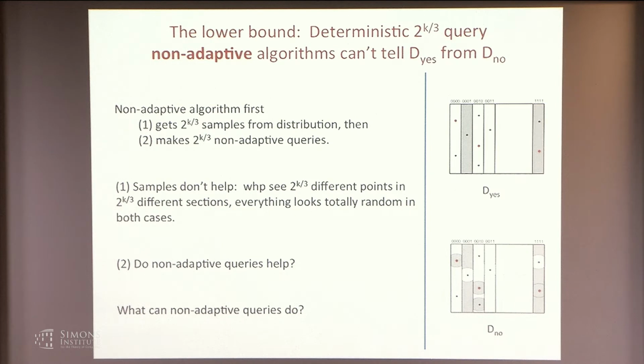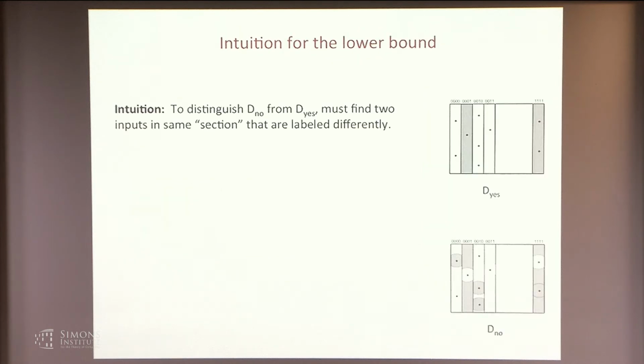Okay, so what can non-adaptive queries do? Well, they can't do much. I'm not going to prove that, but let me just try to give some intuition in this one slide. Intuitively, if you want to tell that you're in the no case as opposed to the yes case, you need to be able to come up with 2 points, could be anywhere in the section, that are labeled differently. If you don't succeed in doing that, then you're really seeing the same thing in the yes case and the no case, right? This is the way in which the yes case and the no case differ.